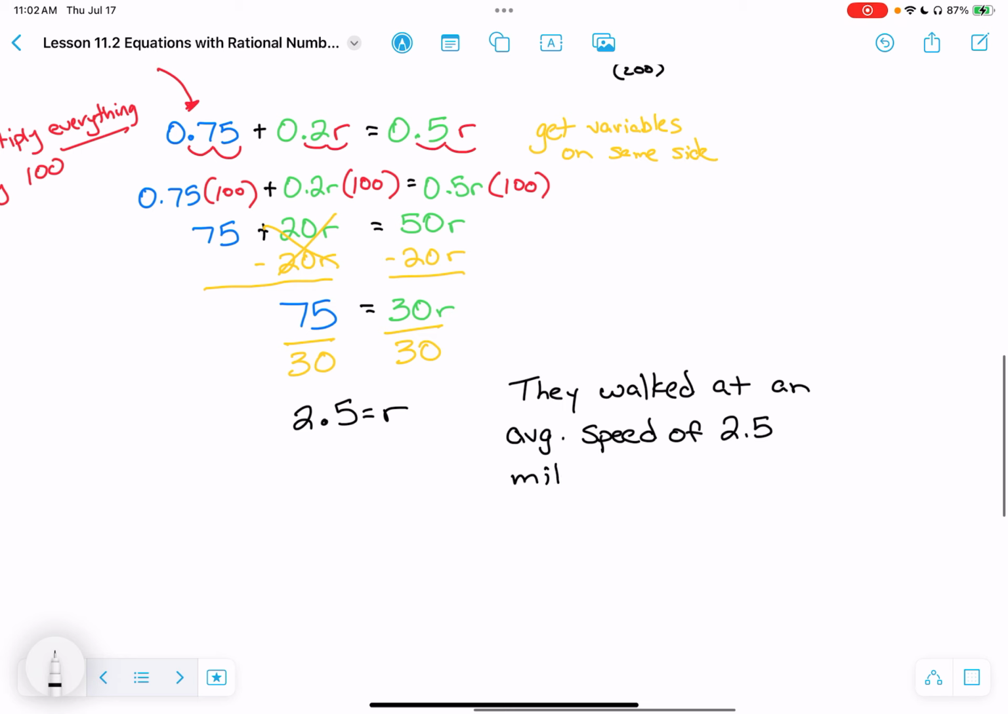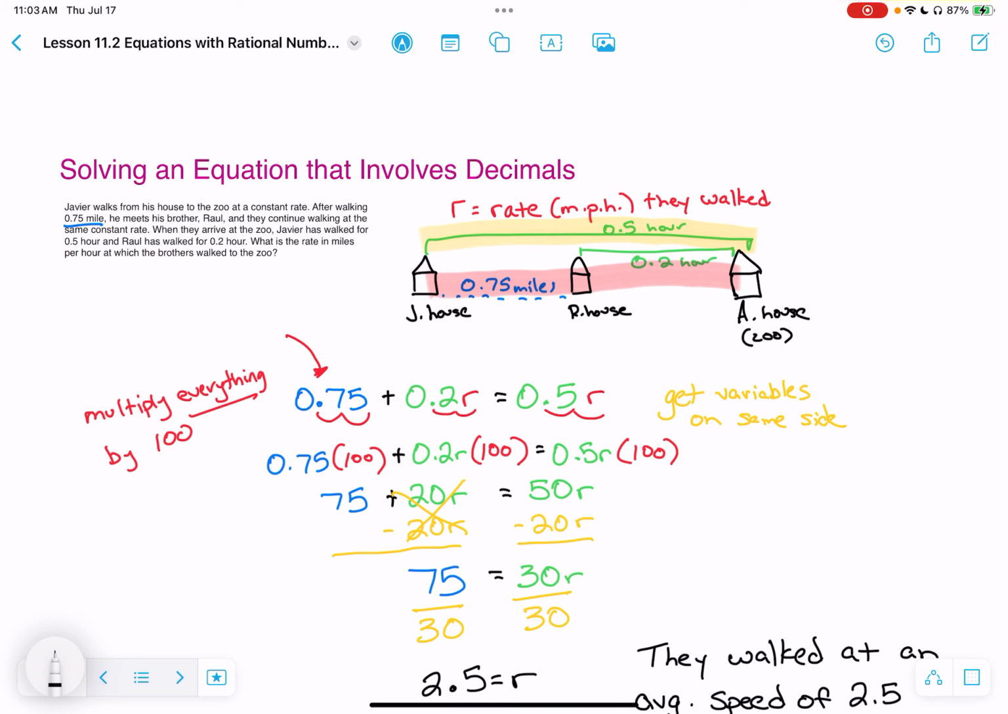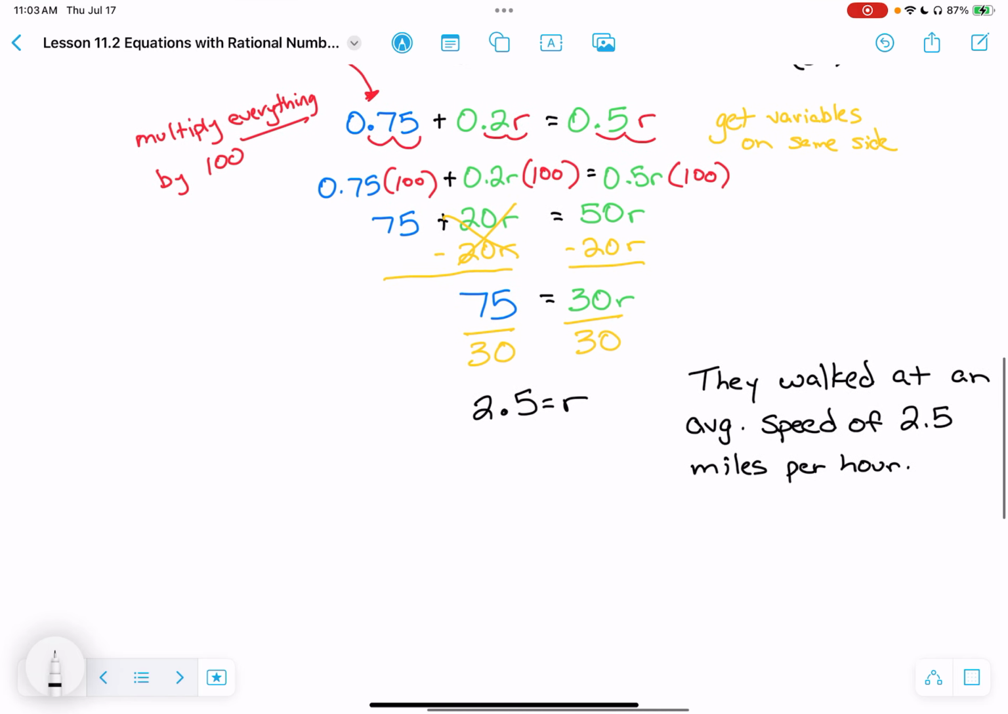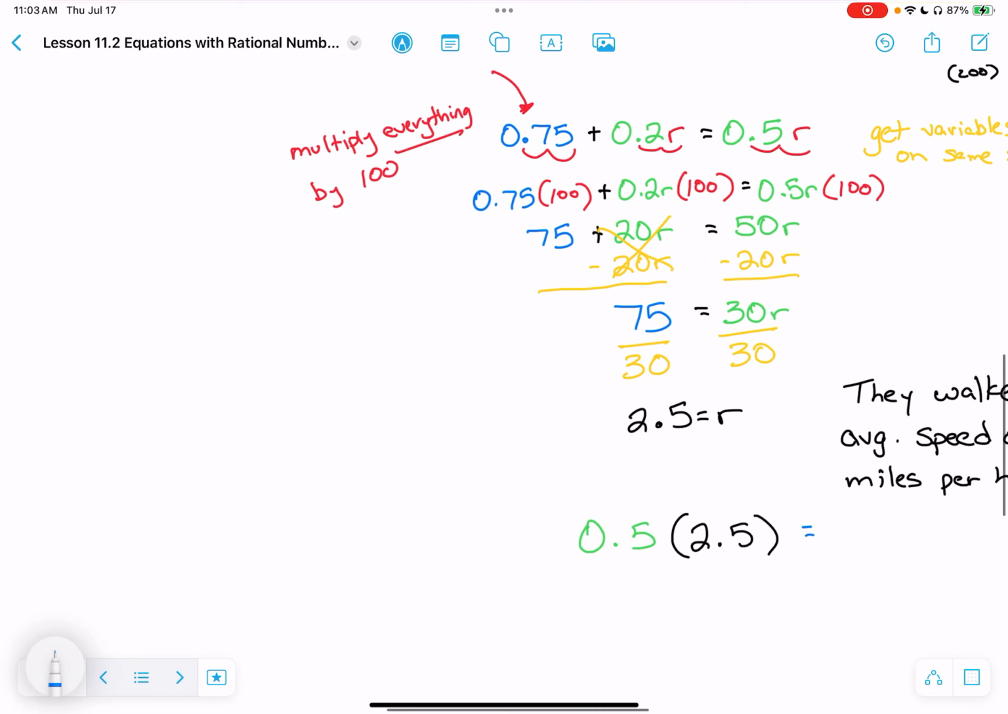2.5 miles per hour. And now, if we really want to impress everybody, we can say how far away the zoo was. We can take one of their equations, either Javier's 0.5r or Raul's 0.75 plus 0.2r, and we can plug in the 2.5. So let's just use Javier's just because it's easier, like that. And that will tell us how far away the zoo is.